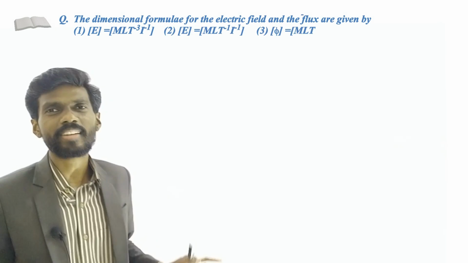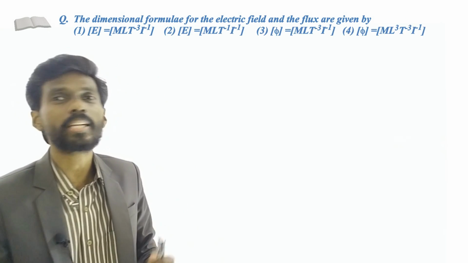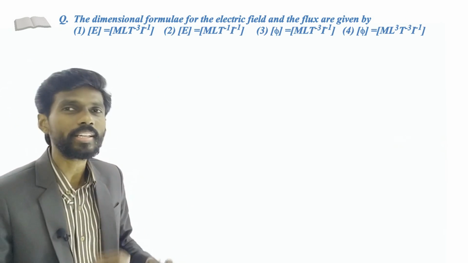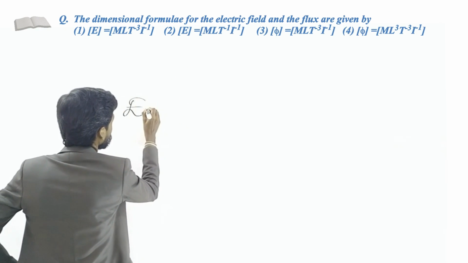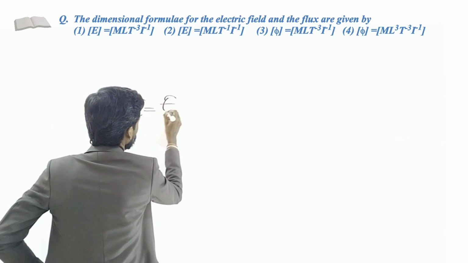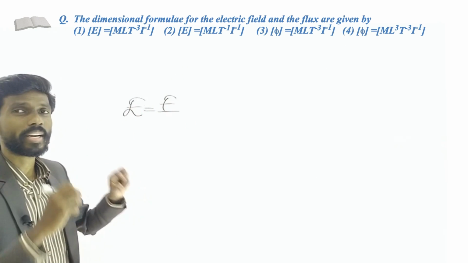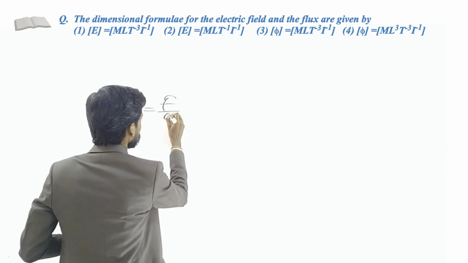The dimensional formulae for the electric field and the flux are given by. So we have to find the dimension of the electric field and also the electric flux. Alright, so very simple. Let us find the electric field. So what is the formula for the electric field? So that is force divided by the charge. Alright, so that is the electric field.